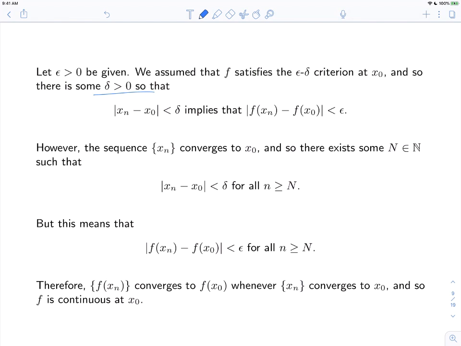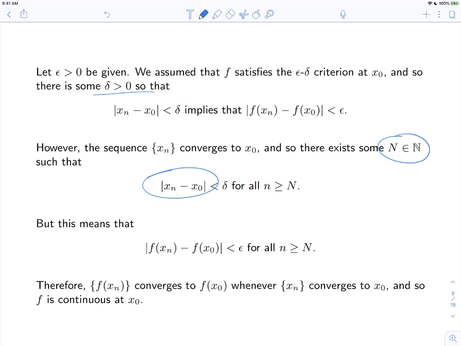Okay, the sequence xn converges to x0. So what does that mean? Well, that means that there exists some capital N such that the distance between the terms xn and x0 is less than delta for all n greater than or equal to N. We know that xn converges to x0, so for any, what we would normally call epsilon, but epsilon's taken up, we would say that the distance between xn and x0 is less than that epsilon. But we've already got an epsilon doing something else, so let's call it something else. We'll call it delta. Well, where did we get that delta from? We got it from right here.